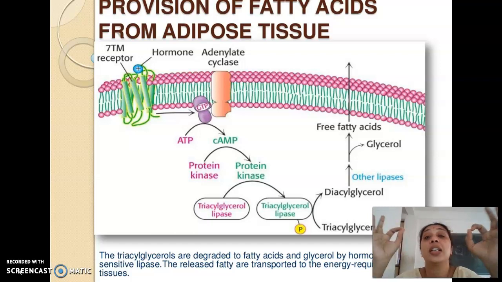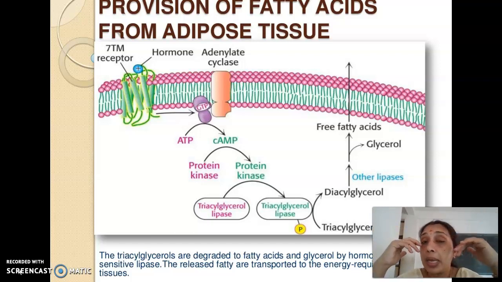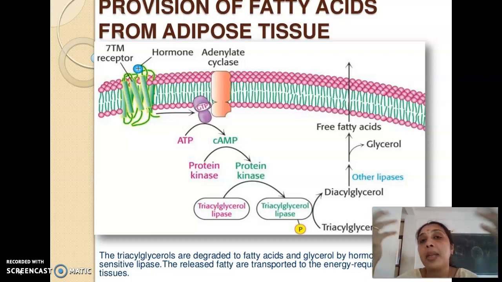But whenever there is an energy demand that cannot be met by carbohydrates, then the fatty acids come in. So there are some inhibitory and activatory mechanisms acting on beta oxidation of fatty acids. Which are the enzymes involved in the regulation of fatty acid oxidation?